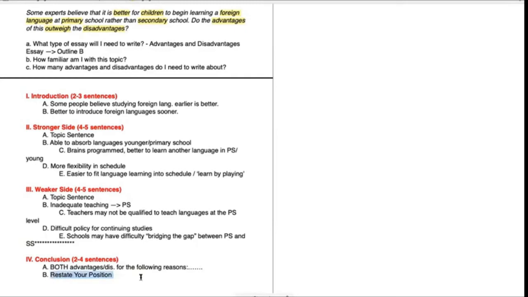And then I'm going to restate my position and say, basically, although there are drawbacks, okay, another synonym for disadvantages, the advantages outweigh the disadvantages, okay? This is basically my idea. See how the stronger side will discuss the mental capacity and the flexibility in schedules in primary schools. The disadvantages will talk about potential weaknesses in school policy and also potential weaknesses in teaching. This is just something that I had to think up to make my essay complete. All right, so without further ado, let's start writing.